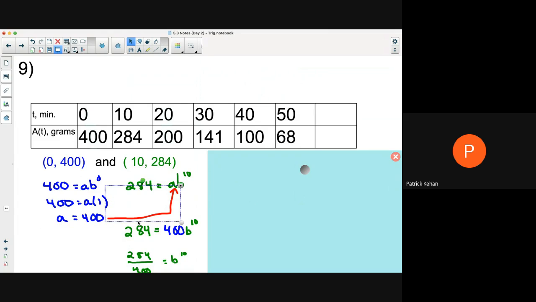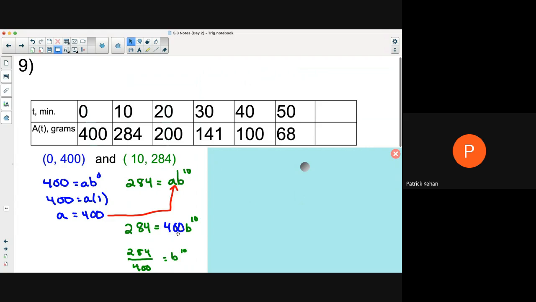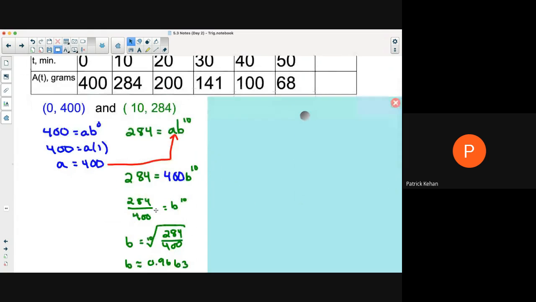Now we're going to take that value and substitute it into your other equation, which is 284 equals AB to the 10th. Again, we're modeling this all after the parent equation, y equals AB to the x. So once I substitute 400 into here, now I have to solve for B. So I'm going to divide both sides by 400. If you approximate this, that's totally fine. Just don't round too early. 4 decimal places is good. And then to solve for B, you're taking the 10th root of both sides.